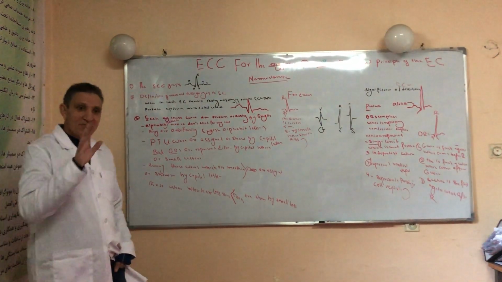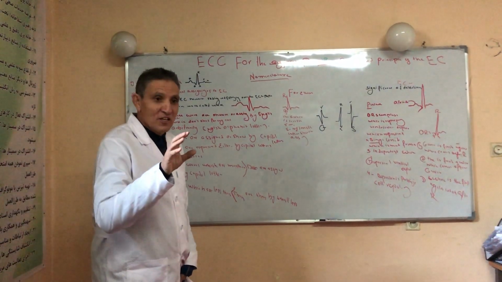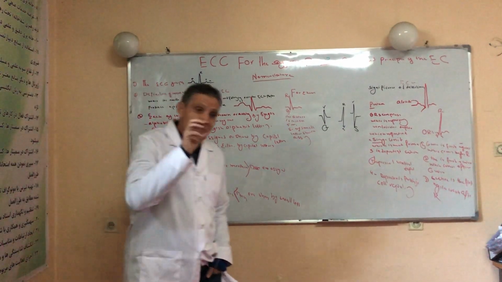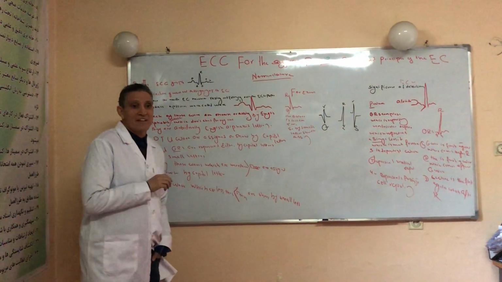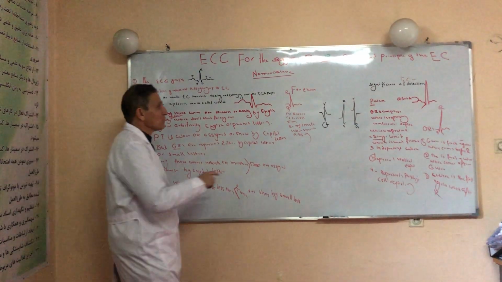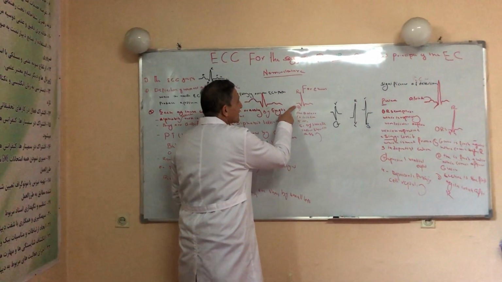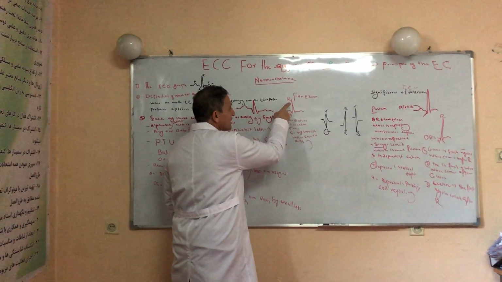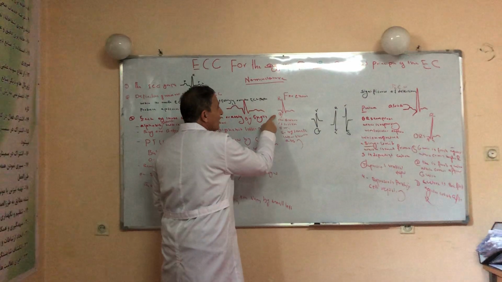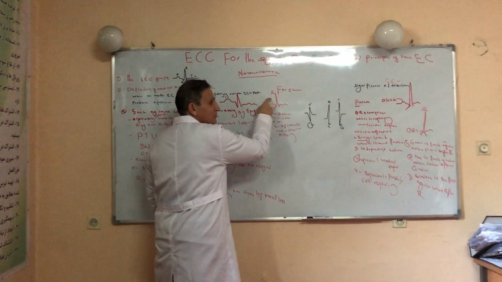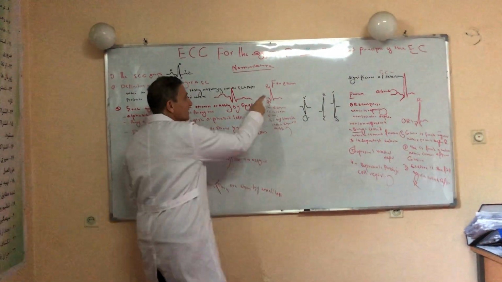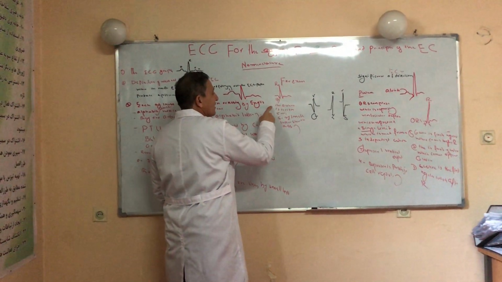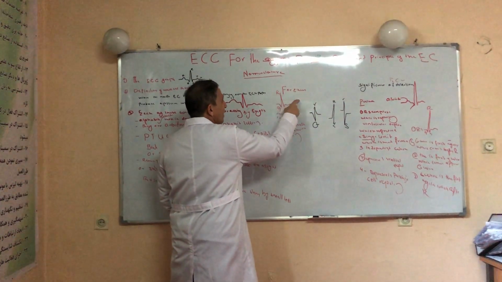Those waves which are above 5 millimeter should be shown by capital letter. Those waves which are less than 5 millimeter are shown by small letter. For example, this Q wave is less than 5 millimeter, and the R wave is more than 5 millimeter. So the large wave should be assigned by capital letter. This R wave should be capital because it is larger than the Q wave.